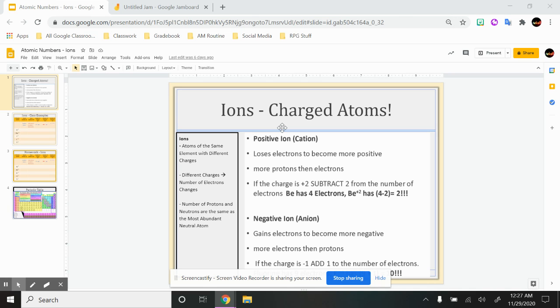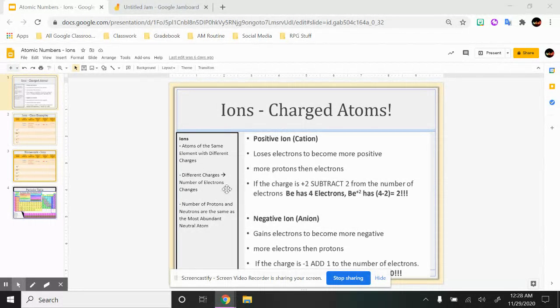Today I'm going to be going over ions and how we find the atomic number for ions. So an ion is a charged atom. Okay, so this atom can have a positive or negative charge. Now ions of the same element have different charges. So that's what makes them different from each other. And the reason they have different charges is because they have different numbers of electrons.